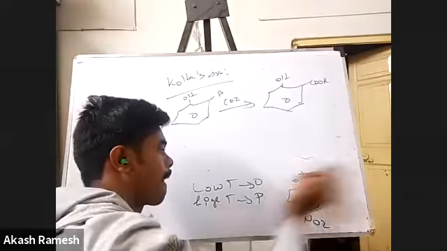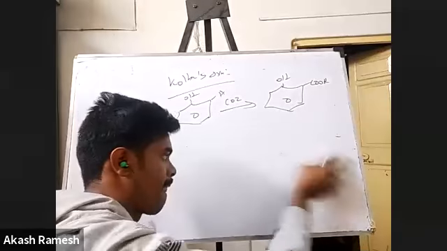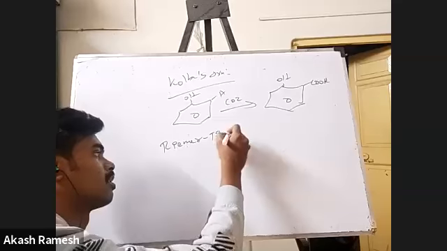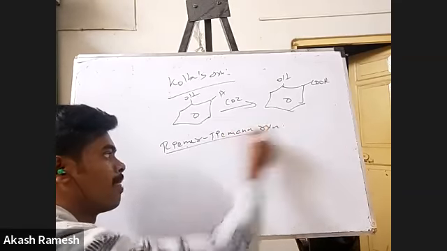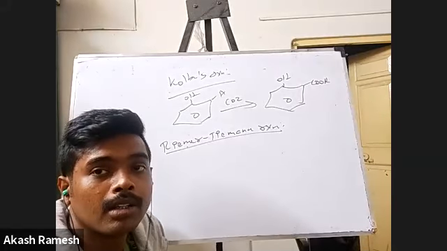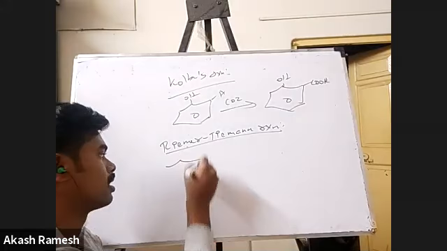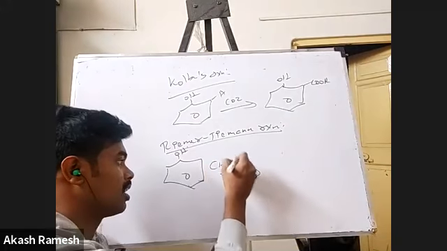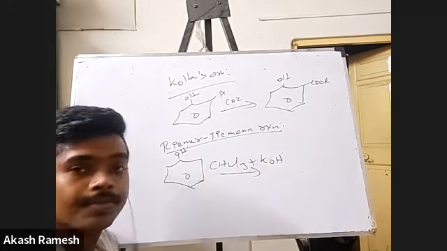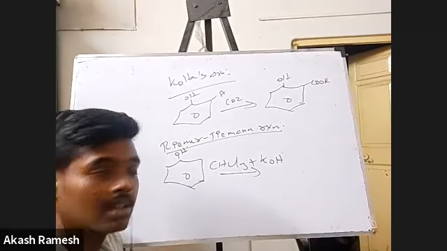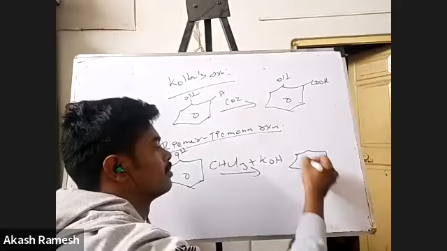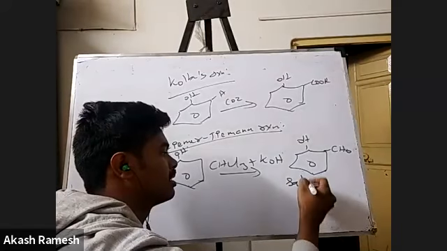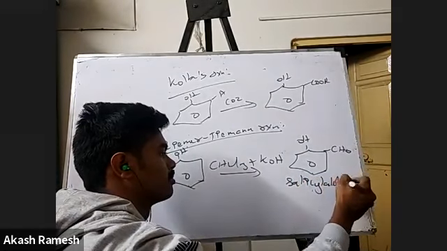And the next one is the famous Reimer-Tiemann reaction. Here you have phenol. Now if you put CHCl3, chloroform, in the presence of KOH, you will form OH with CHO. This is what is called salicylaldehyde. We already know this.